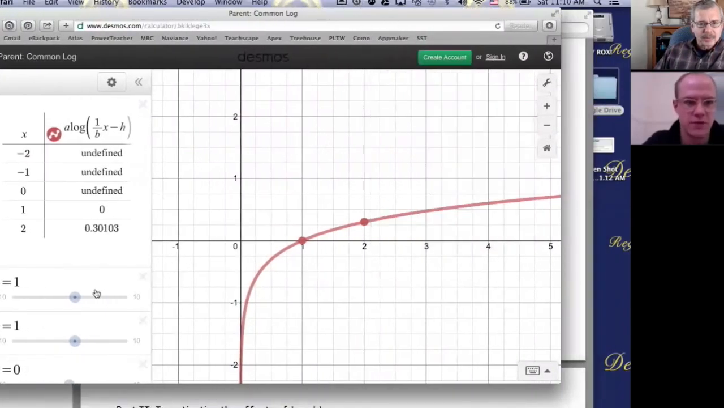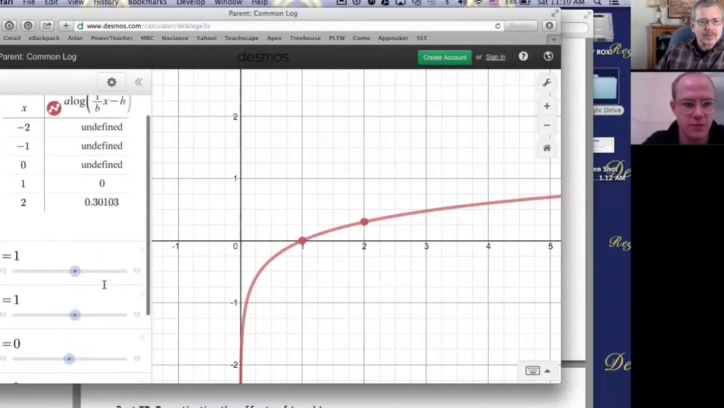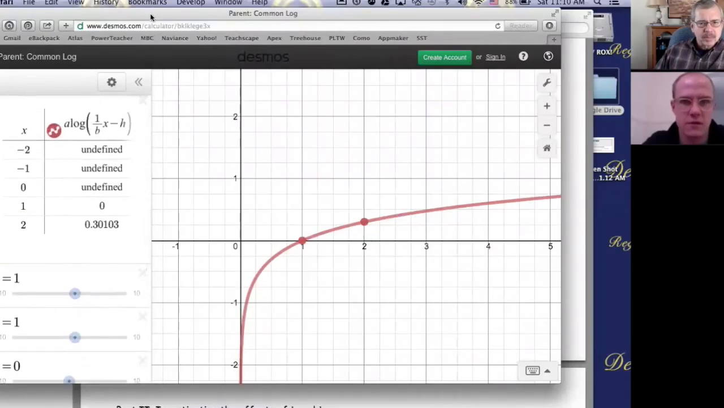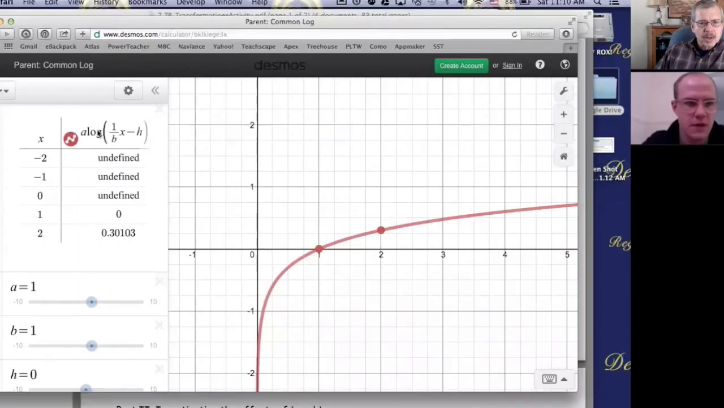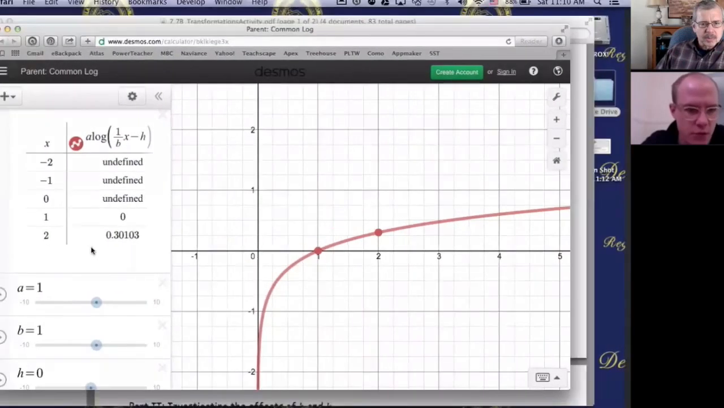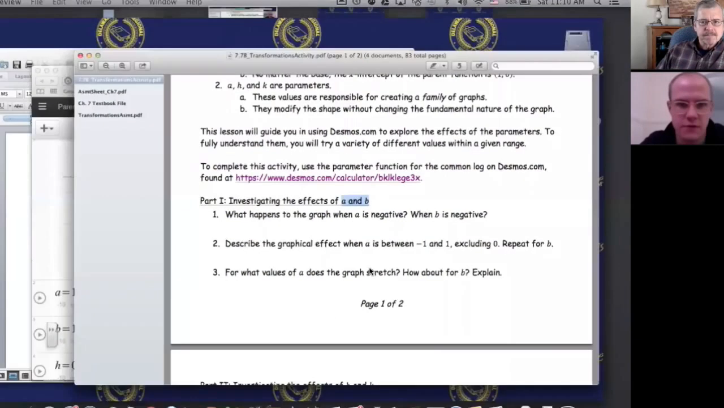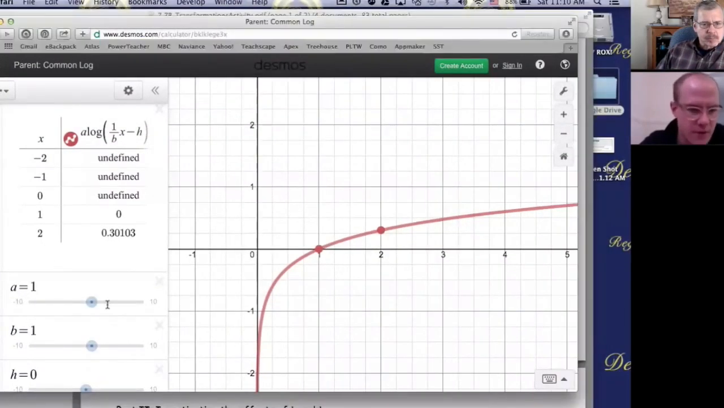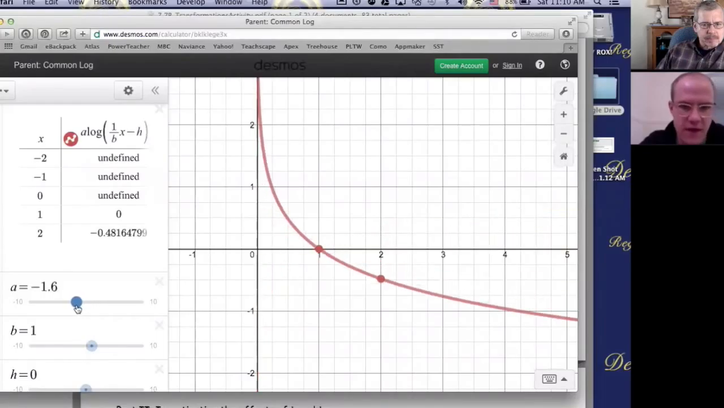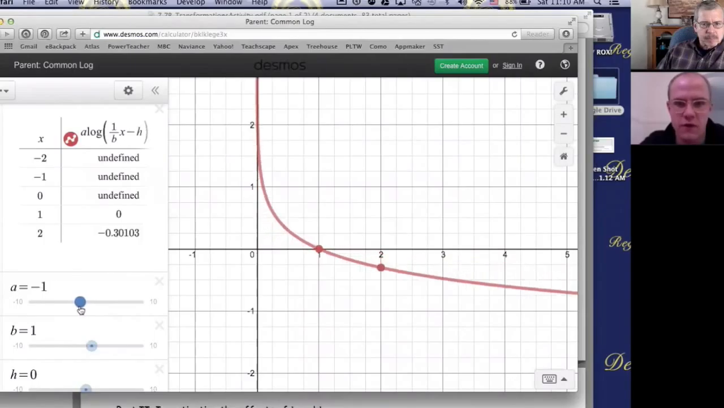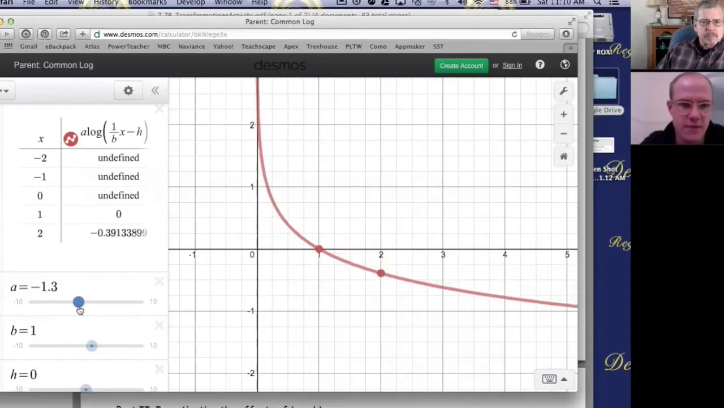So this is the document that students will be working with. Part of the activity will be to identify the effects of A and B. So it says, what happens to the graph when A is negative? They'll go to Desmos, make a negative A value, and see that as soon as it goes negative, we're reflecting over the x-axis.